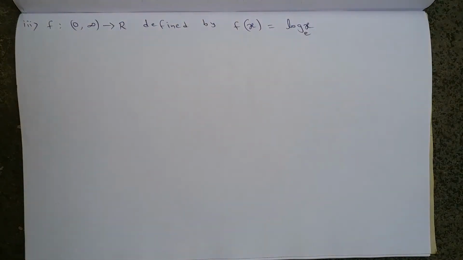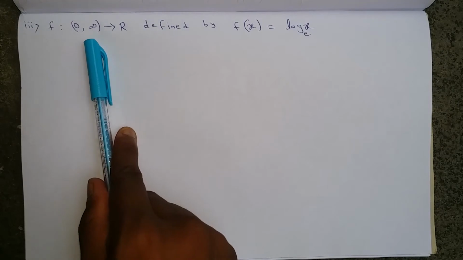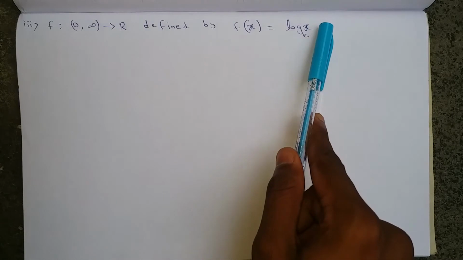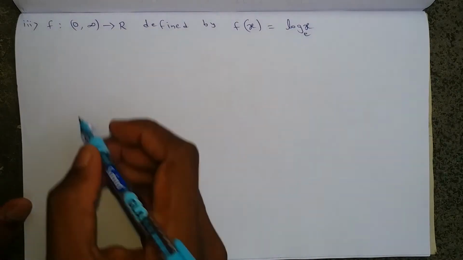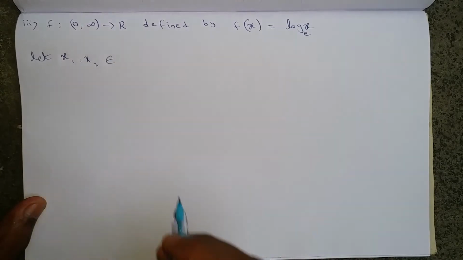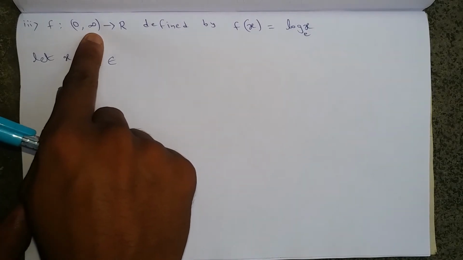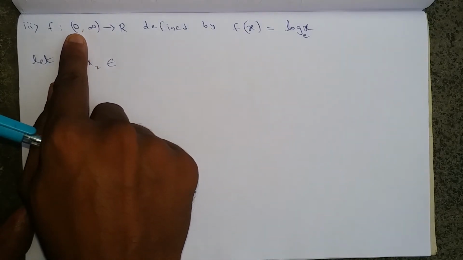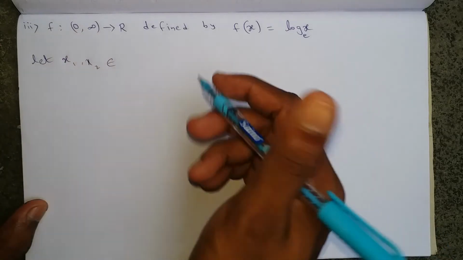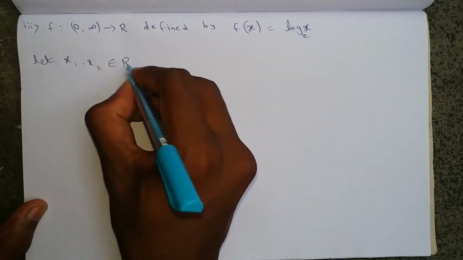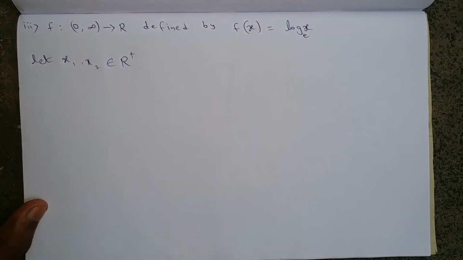Okay. Third question: f is a function from (0, infinity) to real numbers defined by f(x) = log x base e. Let x1, x2 belong to (0, infinity). If we observe this clearly, 0 to infinity is there, so only positive numbers, because here 0 is an open bracket, so 0 is not included. So this can be written as R plus. R plus means only positive numbers till infinity.